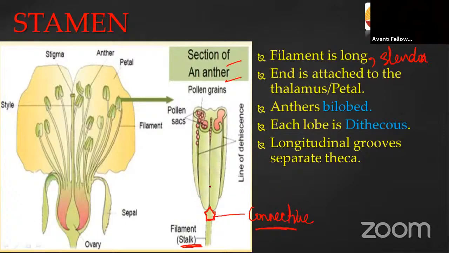This entire thing is the anther, and this anther is cut in half like this so we can view inside. So what is here? The end of the filament is attached to the thalamus or petal. See, this is the stamen. Where is its end? Its end is in the petal. So always remember, when the stamen is attached to the petal, it is called epipetalous.